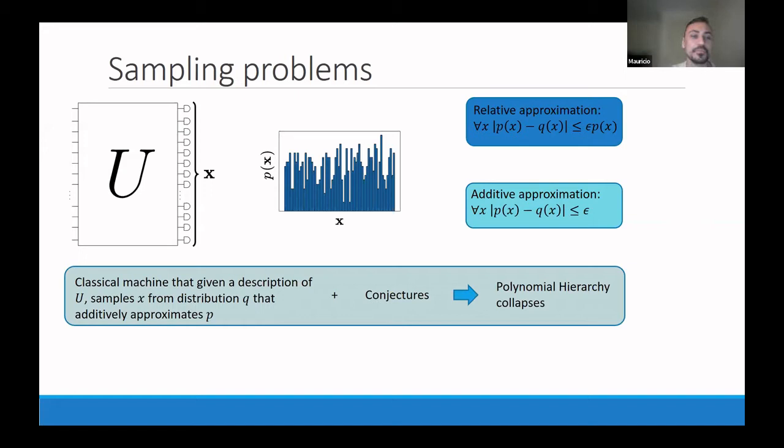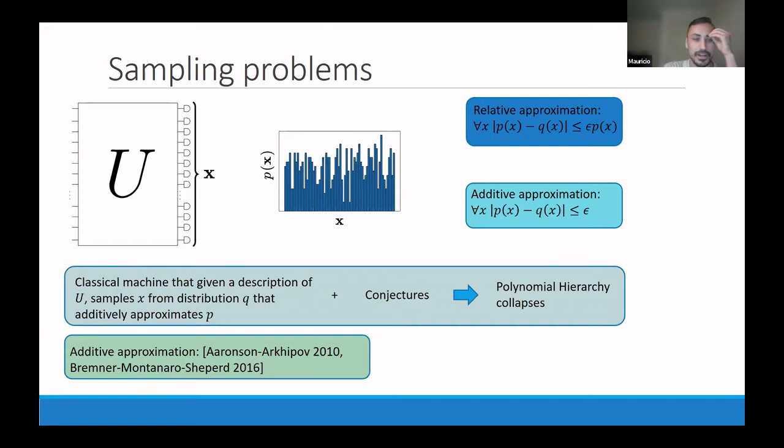What's important here to prove this quantum advantage? And here I will use a weird word, which I will explain later. But the idea is that if there was a classical machine, a computer, that is given a description of the unitary that you're applying with your quantum computer, and suppose that machine was able to sample these x's, these outputs, from a distribution Q that additively approximates P, plus some conjectures that I mention later, then something very weird happens. If you don't understand this, I will explain it later, but something weird happens. And complexity theorists believe that this is not true. So since we believe that this is not true, then we believe that the classical machine being able to sample from this probability distribution is false as well. So this is the essential idea of proving supremacy.